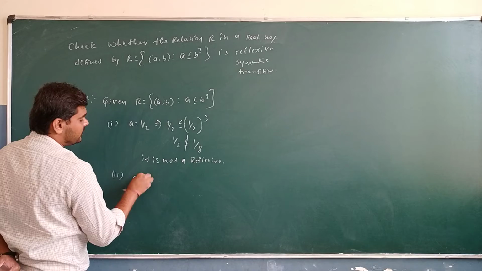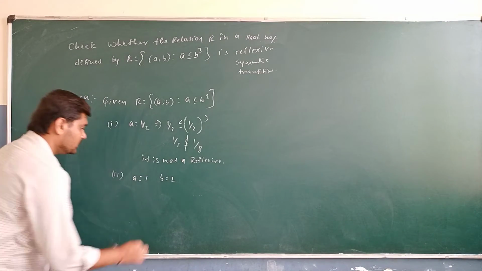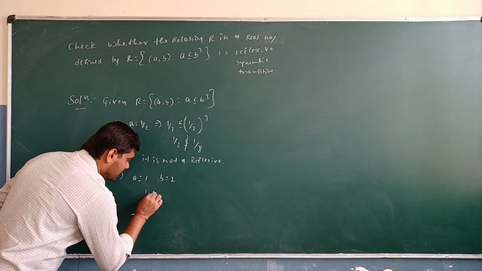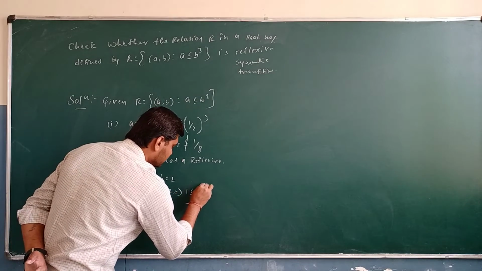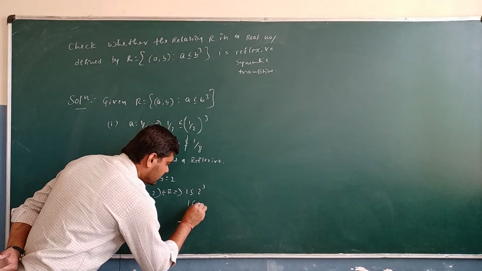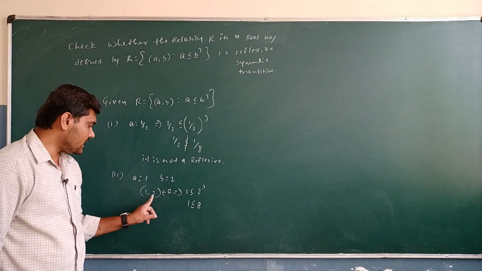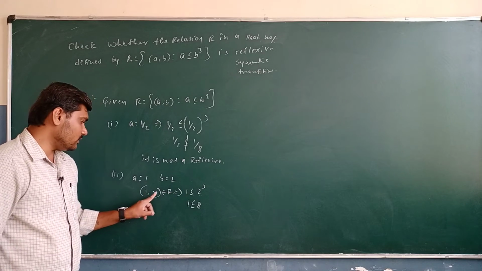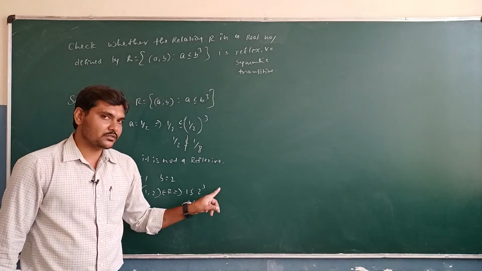Suppose I am taking A is equal to 1 and B is equal to 2, which implies that (1, 2) belongs to R, which implies that 1 is less than or equal to 2 cube. 1 is less than or equal to 2 cube because 1 is less than or equal to 8, it satisfies the relation. Because (A, B) belongs to R, (1, 2) belongs to R, and 1 less than or equal to 2 cube means 1 is less than or equal to 8.